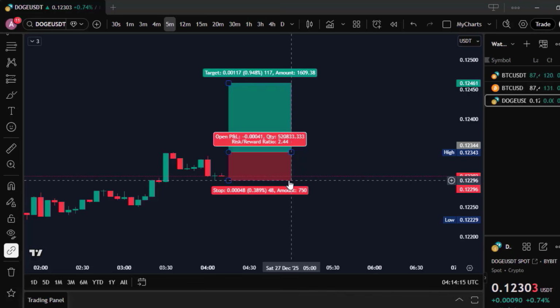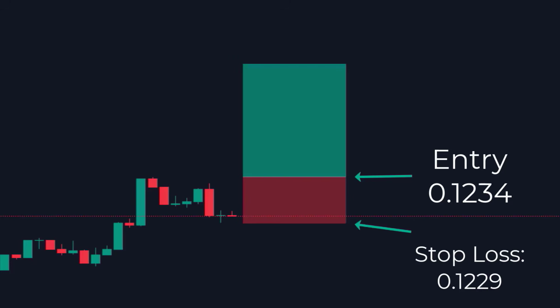Now, let's practice what we learned with some real-world examples. Here is a long trade setup from the Doge USDT chart. Let's consider the trade entry price as 0.1234 and the stop loss price as 0.1229. Assume we have $1,000 in our trading account and we are going to risk only 2% of the capital.